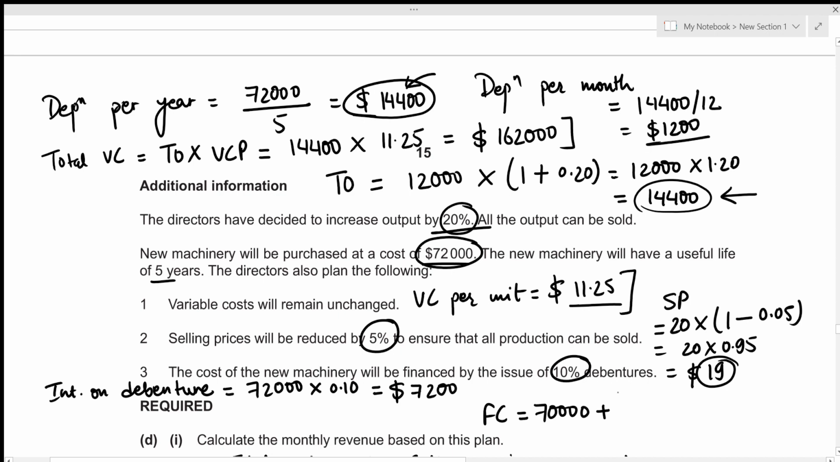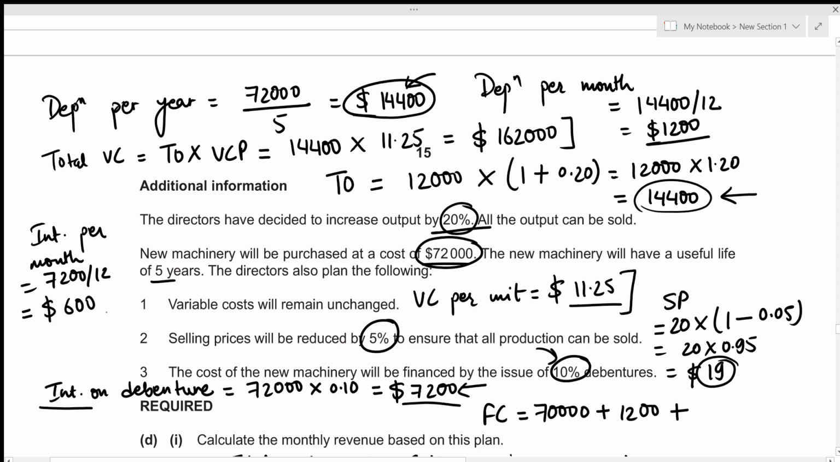So that's plus 1,200. And remember that we also issued 10% debentures, which means that we have interest on debenture, which is a fixed cost again. And we already figured out the per annum charge. Let's figure out the interest per month. So if this is the interest for 12 months, then for 1 month, that is just going to be 7,200 divided by 12, which results in the per month interest charge on debenture to be 600. Let's add this to the fixed cost.